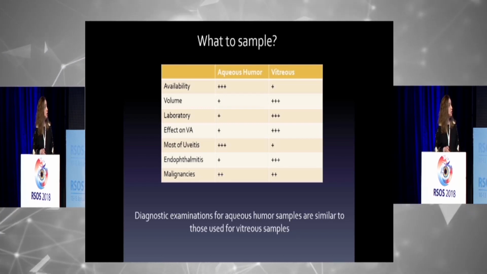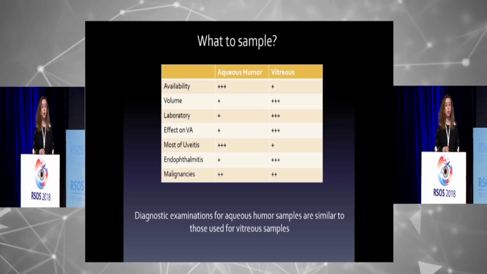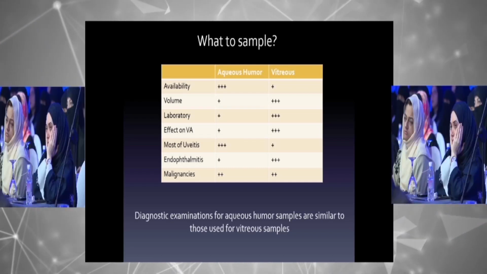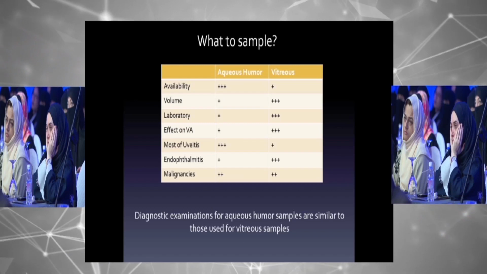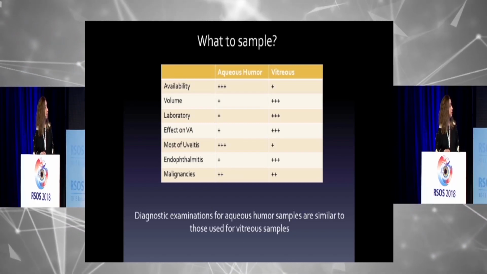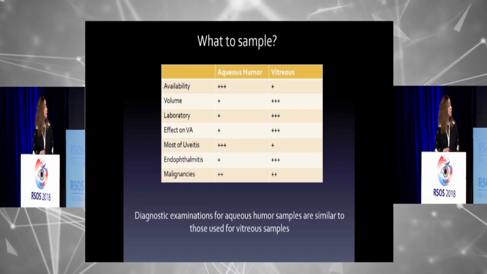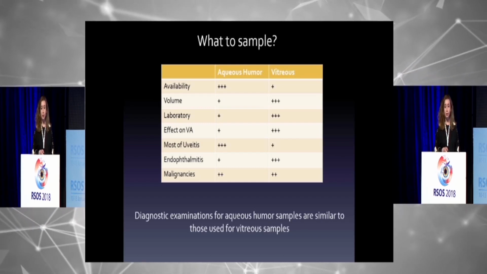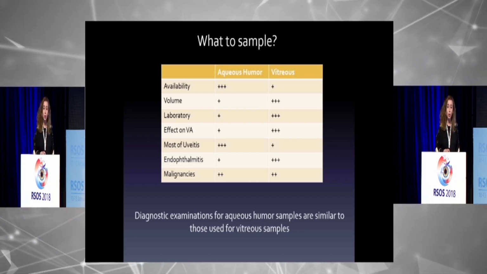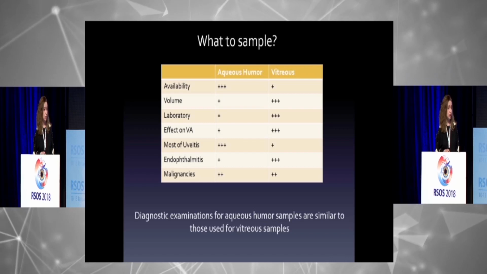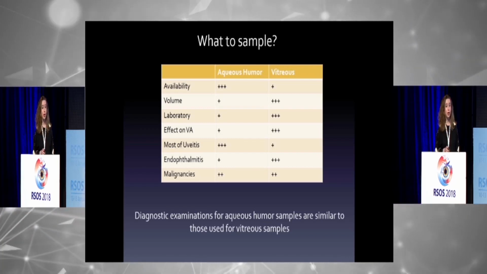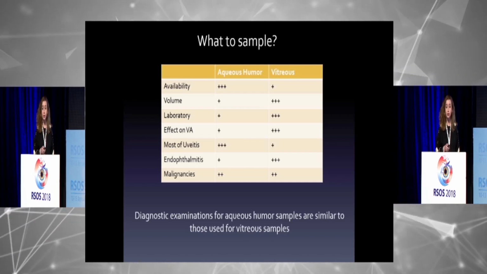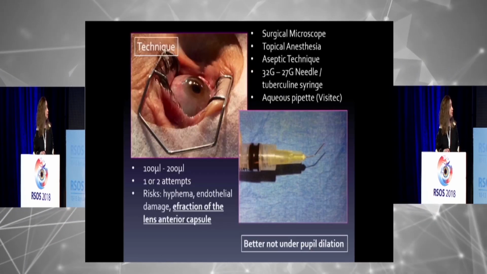In most cases of uveitis, aqueous humor will be your first choice because of its easy availability. Nevertheless, in endophthalmitis cases, we still sample the vitreous. And for malignancies, you have to keep in mind that the definitive diagnosis is the vitreous biopsy. Nevertheless, as we are going to see later, aqueous humor analysis is also very useful in malignancies.